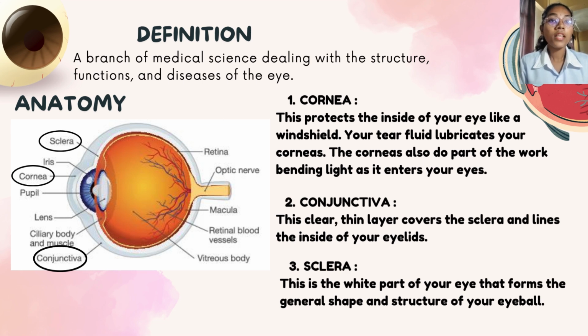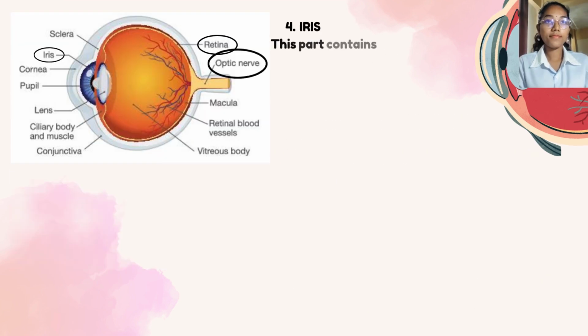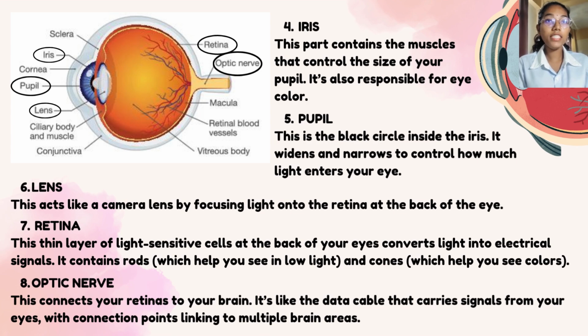Third is sclera. This is the white part of your eye that forms the general shape and structure of your eyeball. Next is iris. This part contains the muscles that control the size of your pupil. It's also responsible for eye color. Next is pupil. This is the black circle inside the iris. It widens and narrows to control how much light enters your eye. In the next slide, I will explain further about the function of pupil.